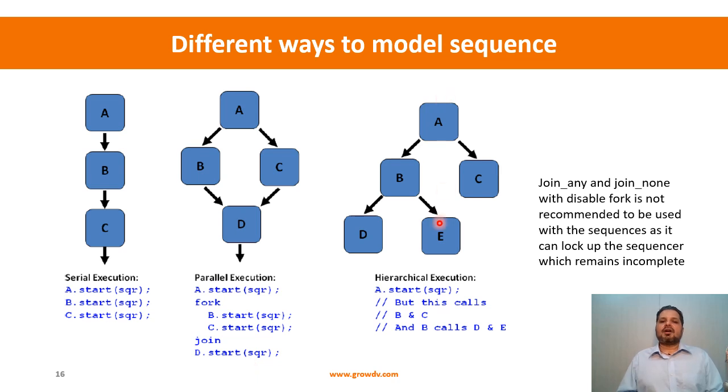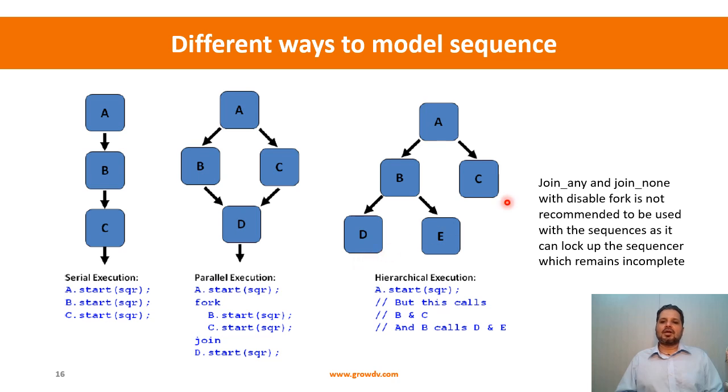And then you can have a hierarchical type of execution where you call a dot start sequencer, and then this can launch B and C. So A is launching B and C in parallel, and then B internally again launches D and E in parallel. So this way you have some sort of a hierarchical way of organizing the sequences. Depending on the different type of traffic pattern requirements, you could be modeling the sequences in some of these ways.